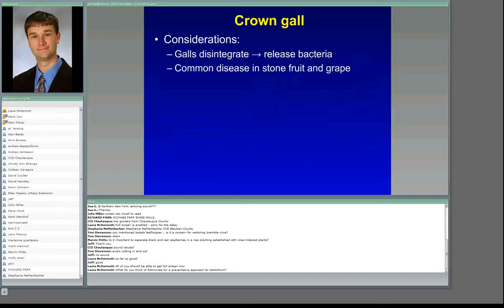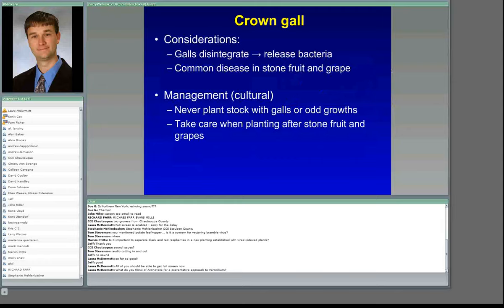Management. Obviously, if you see planting stock with galls or odd growths on the roots or crowns, don't use it by all means. Also, take care after planting after stone fruit and grapes. If you're finding old root systems with galls and bumps on them, you might want to consider planting somewhere else. Most importantly, avoid practices that injure the crown and roots.